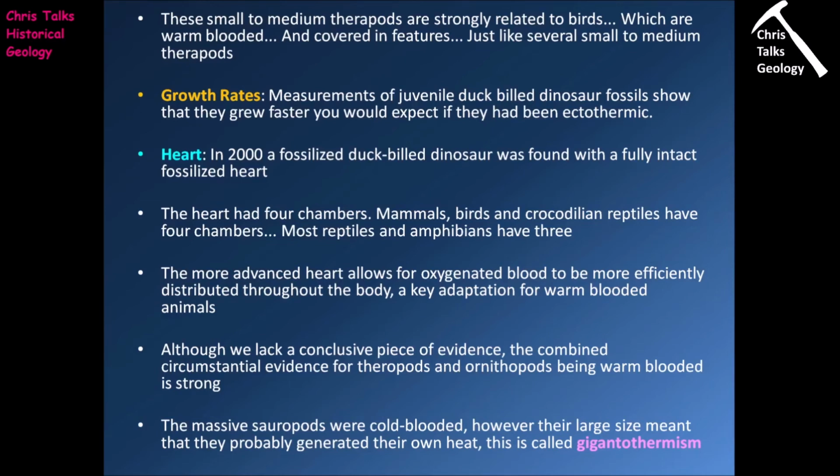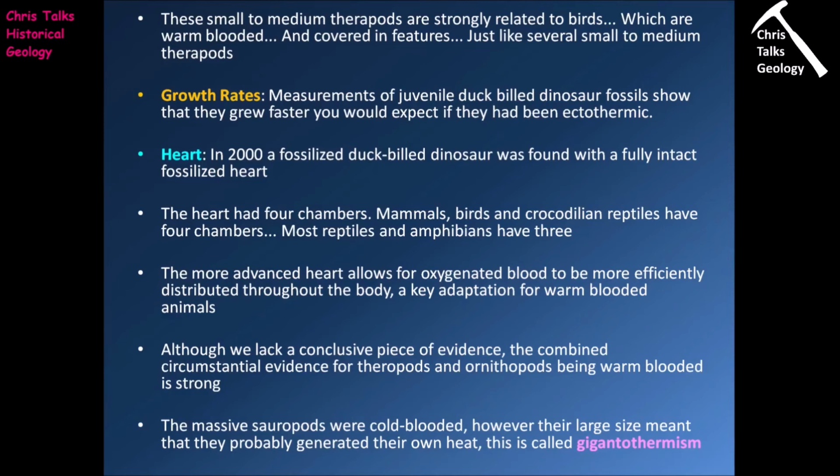Now, in contrast, if you are warm-blooded, you have a higher metabolism, that means your body essentially will be burning through energy very, very quickly, but it will be using that energy to make new bone, new muscle, etc. And so this means that warm-blooded animals will typically grow faster than cold-blooded animals. And so when we look at the data that we have for juvenile duck-billed dinosaurs, it would seem to suggest that they grew very fast, faster than we would expect if they had been cold-blooded. And so this is another piece of evidence that suggests that maybe these duck-billed dinosaurs, these ornithopods, were warm-blooded.